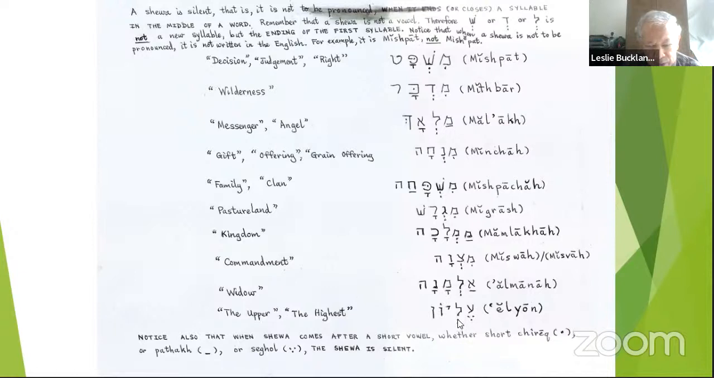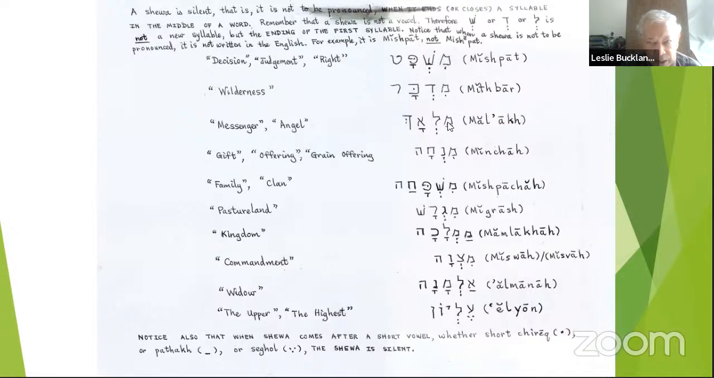Elyon. I haven't pronounced the simple shiwa. The upper, the highest. Notice also that when shiwa comes after a short vowel, whether short hirik, pathak, or segol, the shiwa is silent. All of these are short vowels.